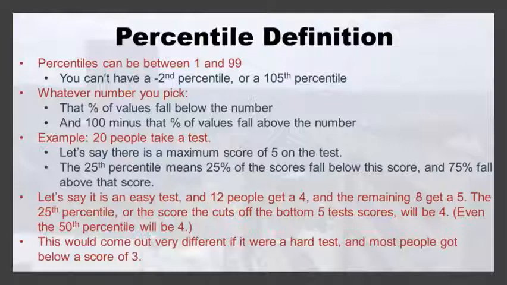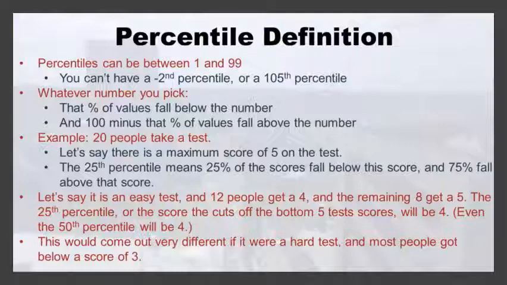So if you say you scored in the 75th percentile on this test, that means 25% of the scores fell below that score. 25% of the people who took that test fell below a certain score. And remember up here we said 100 minus the percentile of values will fall above that number. So 100 minus 25 is 75%, right? So 75% will fall above that score.